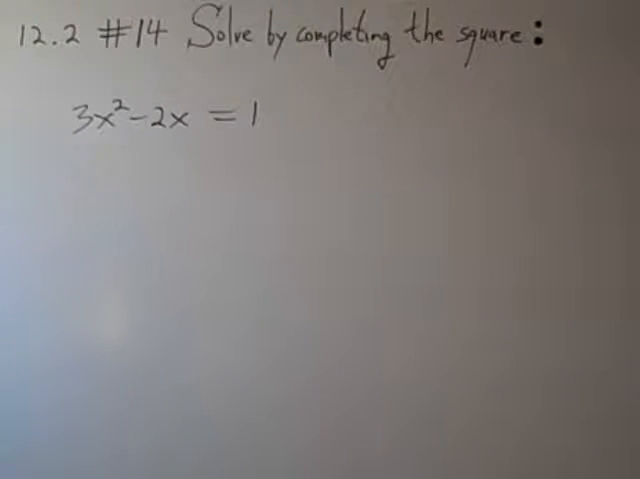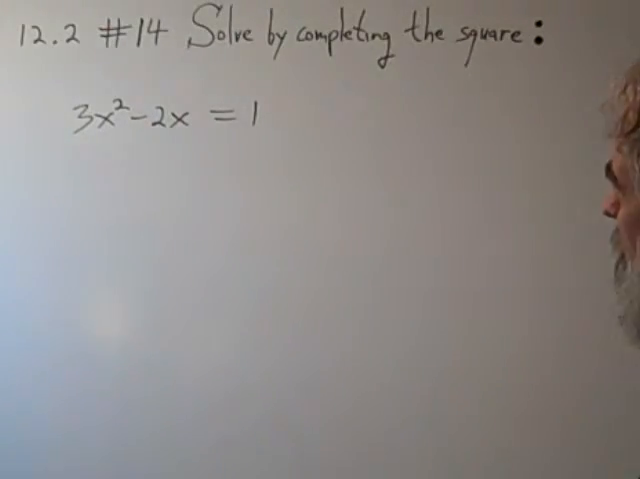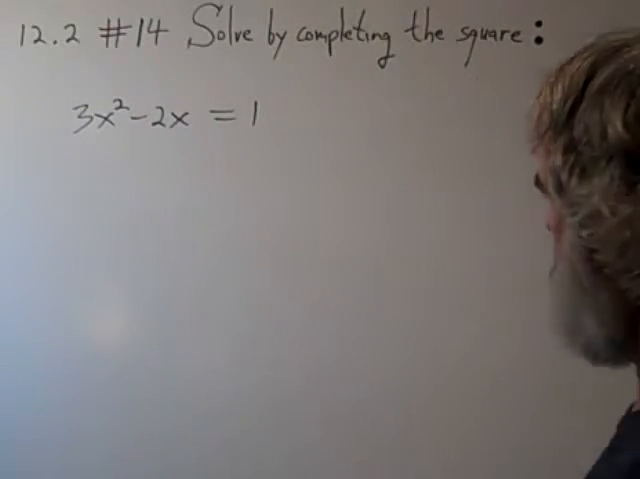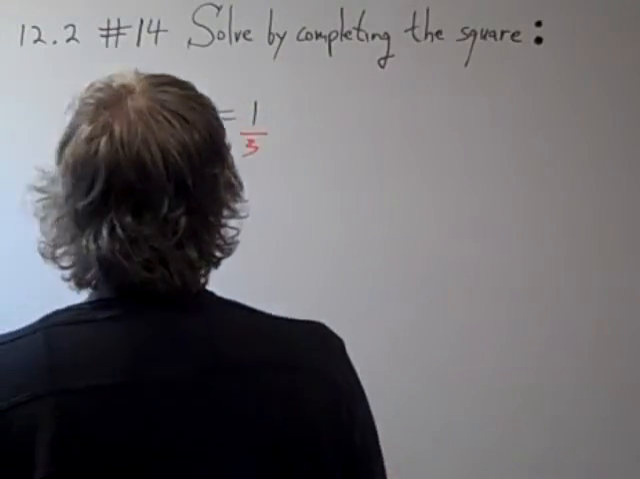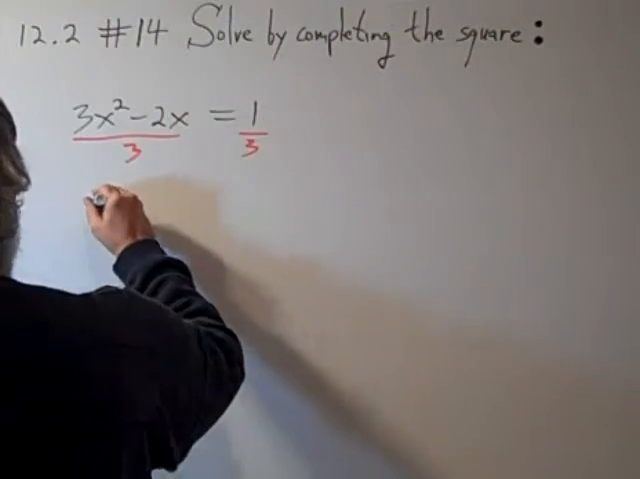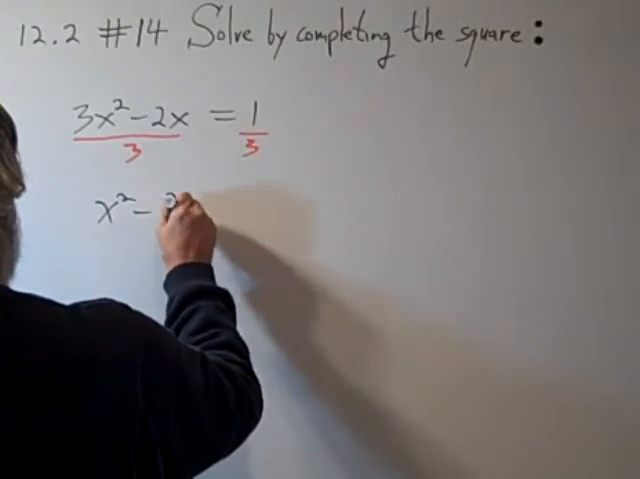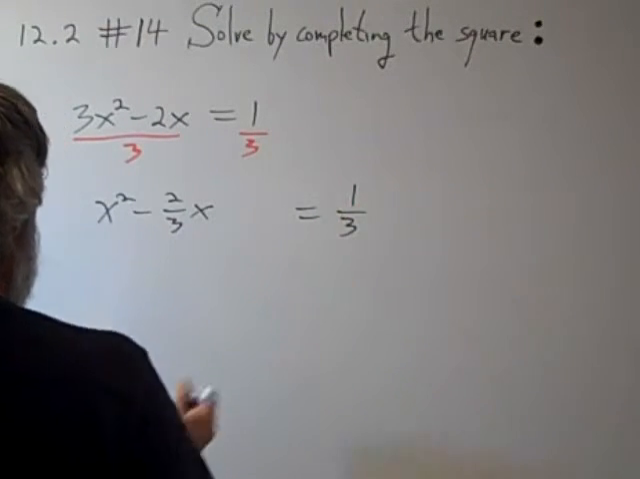Okay, to solve this equation by completing the square, we need to have, first of all, divide by 3 on both sides. Need to have a leading coefficient of 1. So if we do this, we end up with x squared minus 2/3 x equals 1/3.